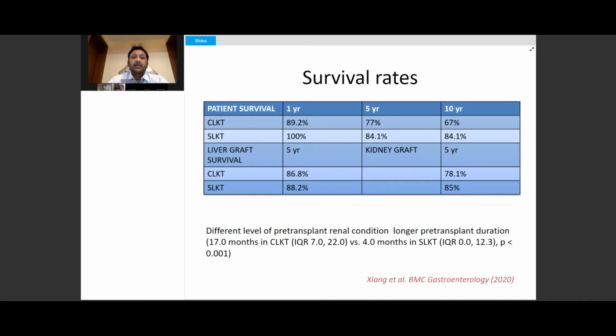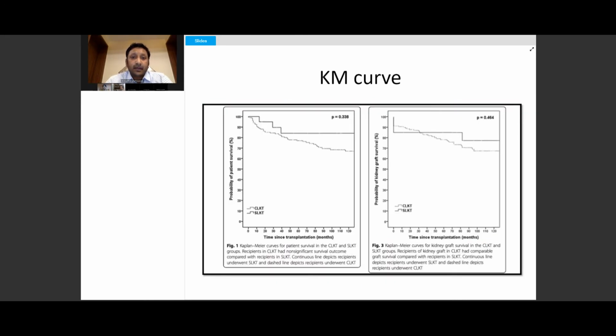So clearly, an advantage has been shown in this study in sequential liver-kidney transplant. However, what we have to look at here is the pre-transplant renal condition and the longer pre-transplant duration of dialysis. And the Kaplan-Meier curve in both these patients, here is a comparison of it.